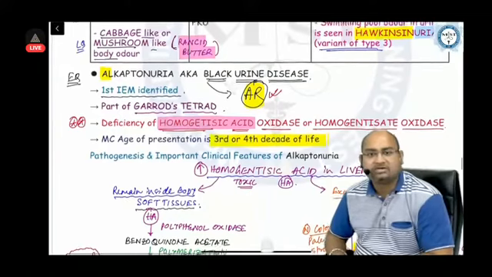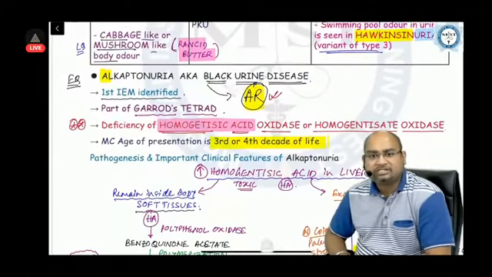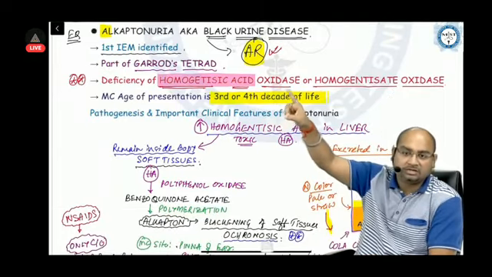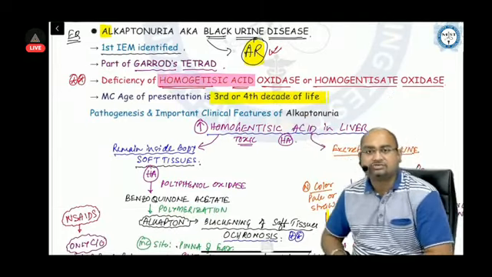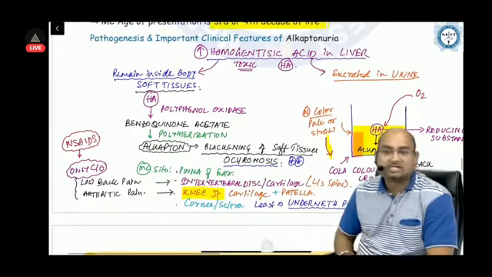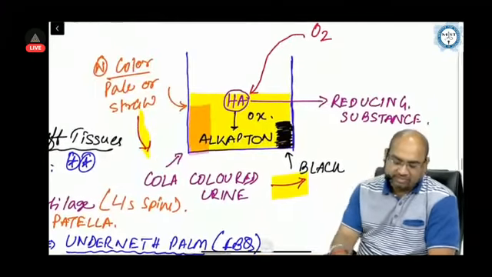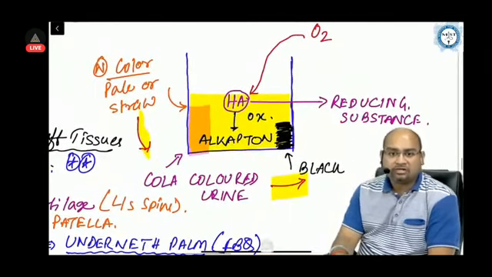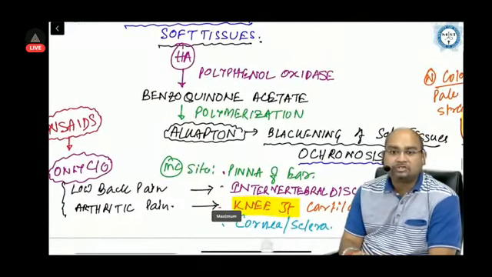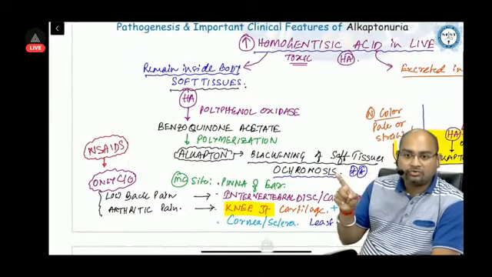Alkaptonuria is usually asked in your FMG exam. Black urine disease, part of Garrod's tetrad, first inborn error. Enzyme deficiency: homogentisic acid oxidase, usually seen in adults, however it can also be seen in children or pediatrics as well. Increased homogentisic acid has 2 fates. If it comes out in the urine, it is pale straw, cola color, then finally becoming black. But if it is deposited in our soft tissues, it will cause something known as ochronosis.